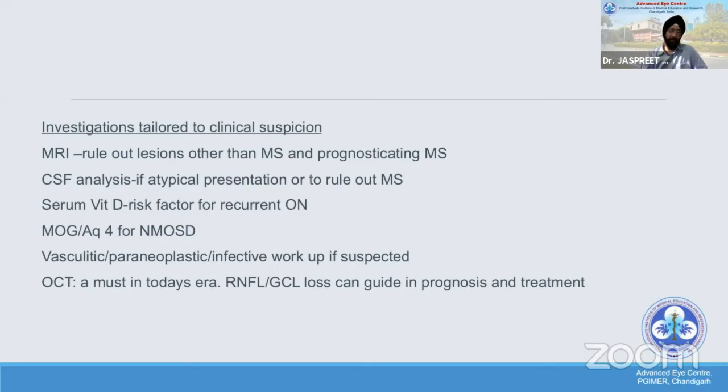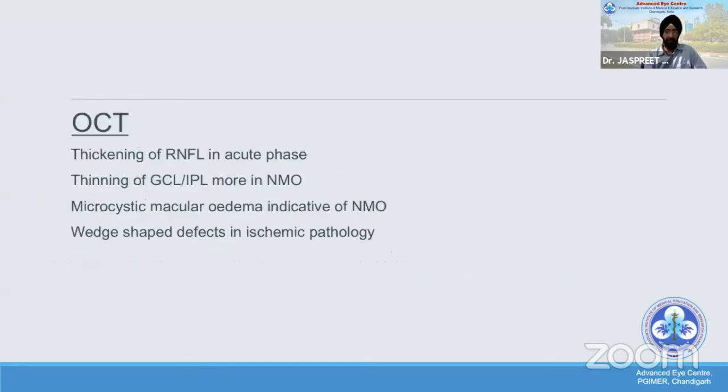OCT is a very handy tool for the ophthalmologist. In the OPD, it takes hardly a minute or so to do it. In some patients it can help us in prognosticating, in treatment, and sometimes even in getting the investigations done. The amount of loss of ganglion cells is helpful to know the severity of the disease. There would be thickening of the RNFL in acute phases. That's if you have a disc edema, the RNFL will probably be thickened in those cases. Thinning of GCL IPL is more in NMO.